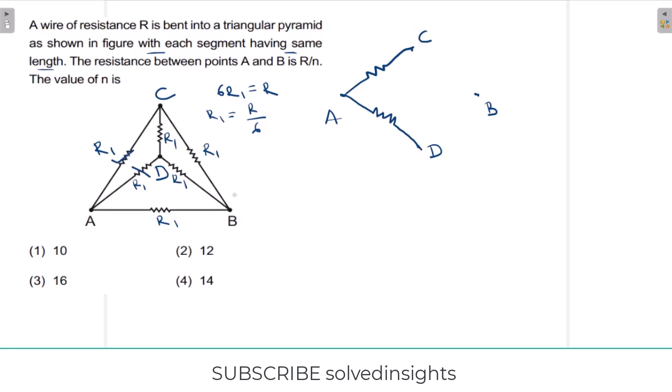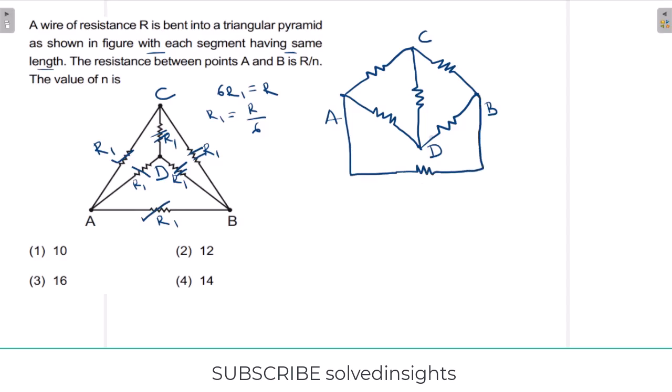Now between B and C there is a resistance R1, and between B and D there is again R1. Between C and D there is also R1, and there is another resistance between A and B, which is also R1. So each has the value R1.